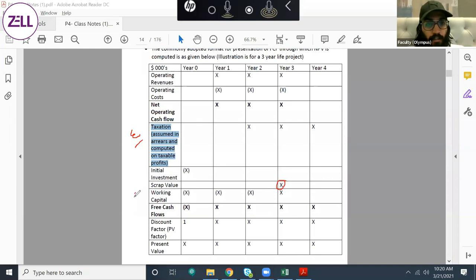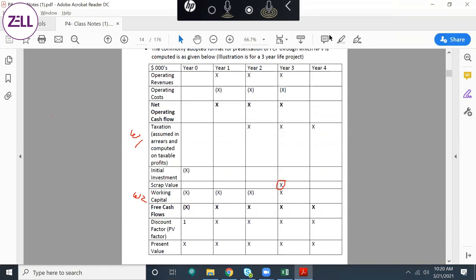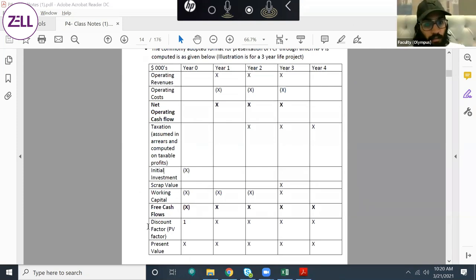Then comes working capital. Next to working capital, I also want you to write working note 2. Even for working capital, we are always going to refer to a note. Clear everyone till here? Guys, any doubts? No, sir. Okay. The next comes the free cash flows.